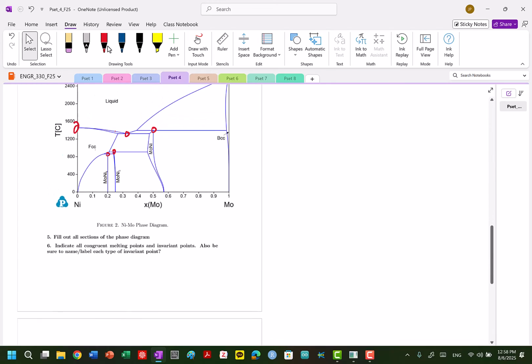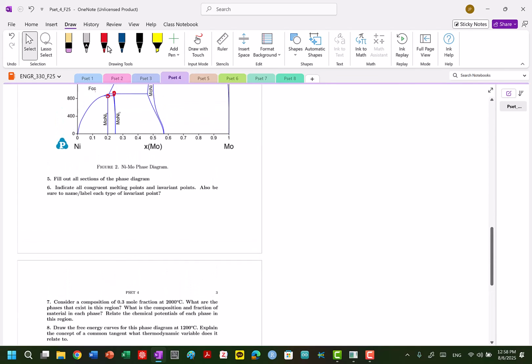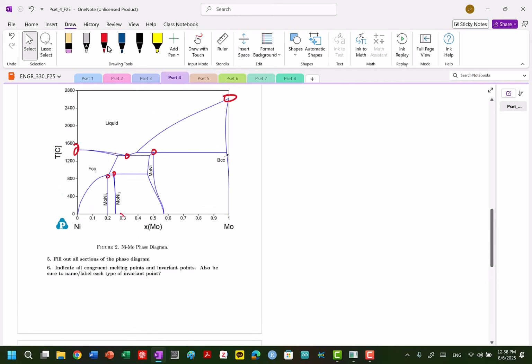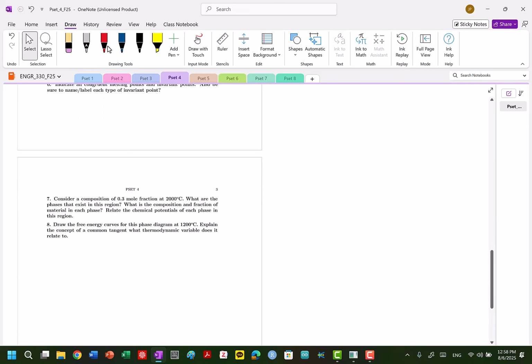That is true. 0.3 mole fraction of, hopefully Ni, but you can answer it either way. 0.3 at 2,000. This is a good one. What are the phases? Liquid. What's the composition? Composition is 0.3. Fraction is 100% liquid. Chemical potential, we're pure. The chemical potential is the chemical potential of liquid. There's no two different phases.